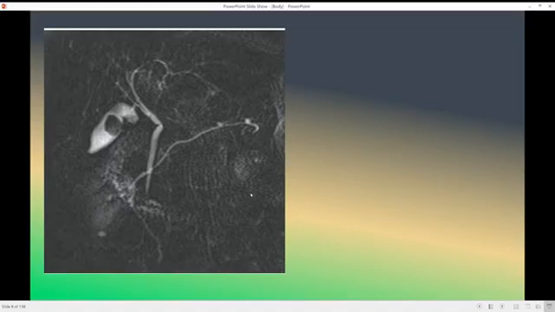The answer for this patient is pancreatic divisum, as we see here, and the patient also has gallstones. So this is a case of pancreatic divisum and gallbladder stone. So this is the answer of this case. Okay, we move to the next case.